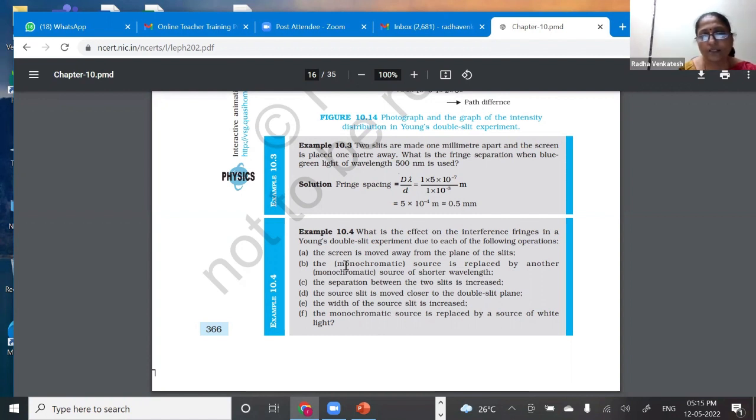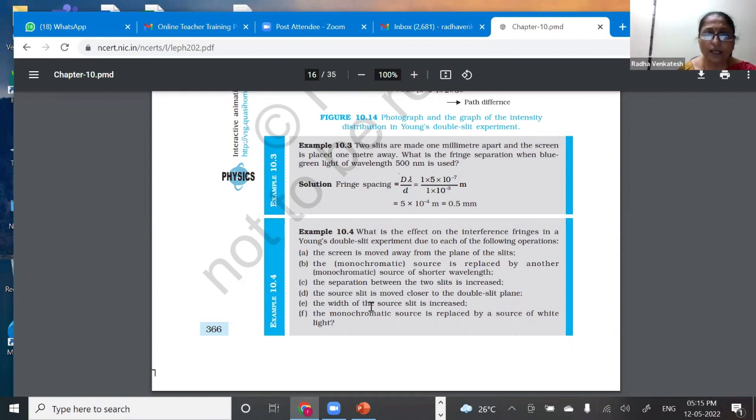Then the next question asked is: the monochromatic source is replaced by another monochromatic source of shorter wavelength. So lambda is getting reduced. What will happen to beta? Beta will also reduce. Very simple, right? Next one says the separation between the two slits is increased. So that means it is small d. If small d is increased, beta is going to decrease. Very clear.